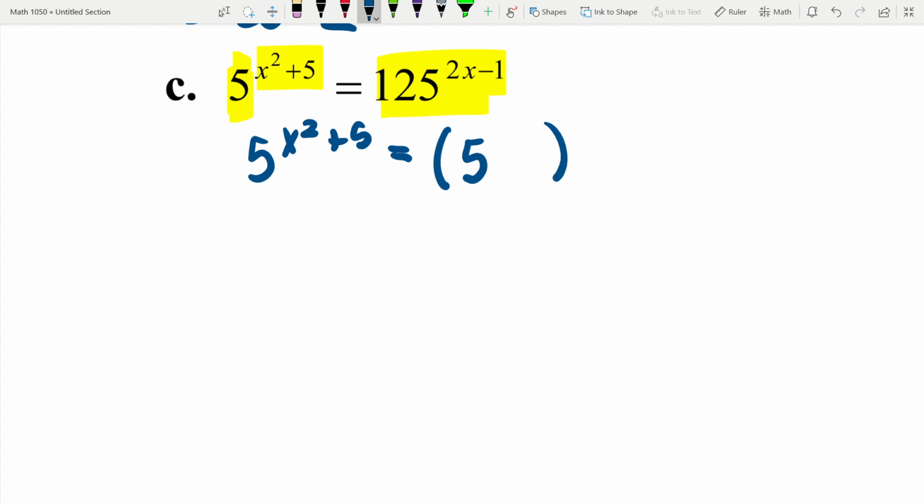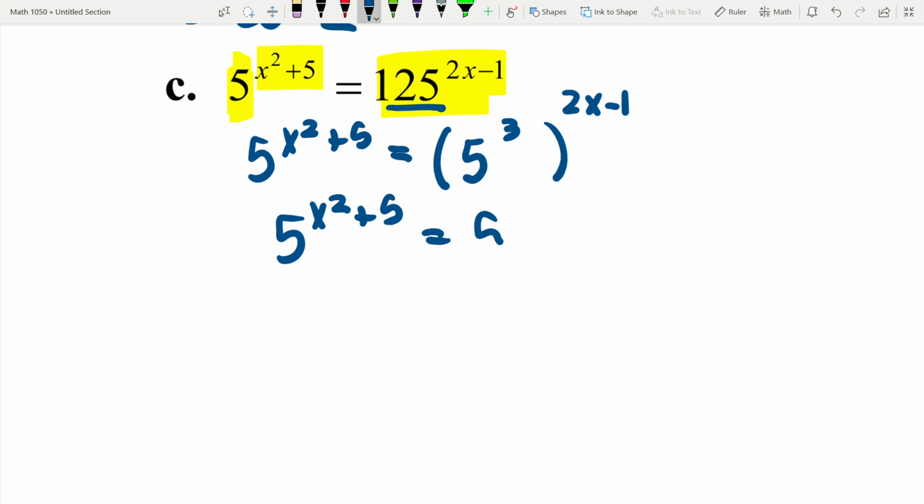I'm going to try to write that as a 5. But do you see the 2x minus 1? It's not changing. So the only thing I'm doing is writing 125 as 5 to the something. I'm just replacing it. What is it? 5 to the third. Now, to get this right, you have to remember the rules of exponents.